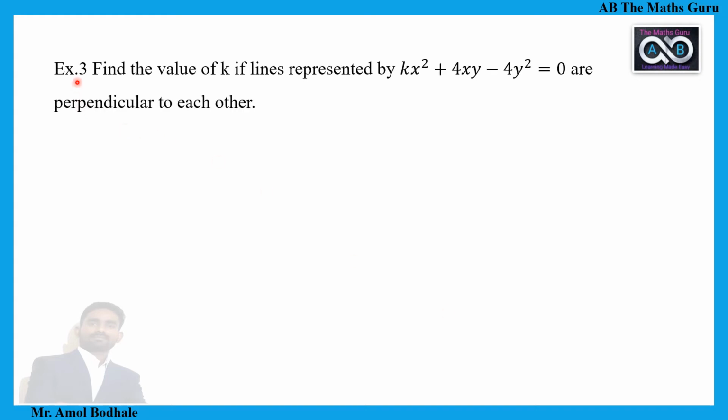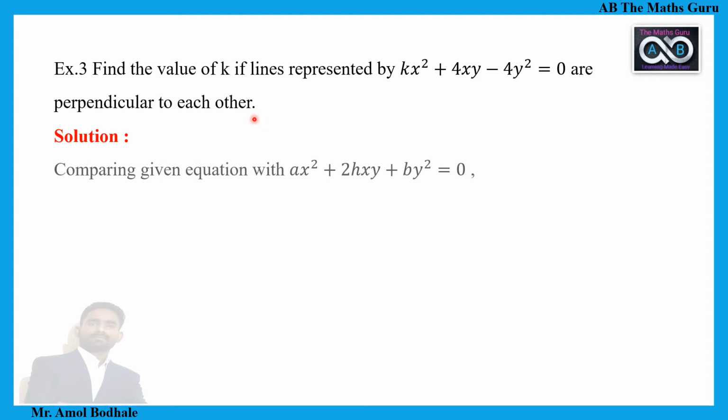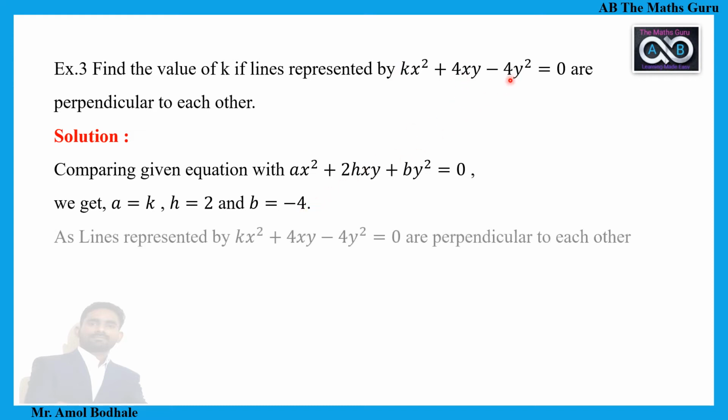Let's see the next example. Find the value of k if the lines represented by k x square plus 4xy minus 4y square equal to 0 are perpendicular to each other. So here we are already given that the lines represented by the given equation are perpendicular. So we'll compare the given equation with the standard equation ax square plus 2hxy plus by square equal to 0. We will get a equal to k, h is equal to 2 and b equal to minus 4.